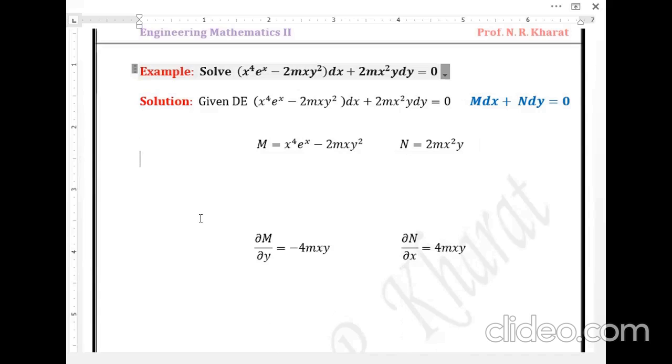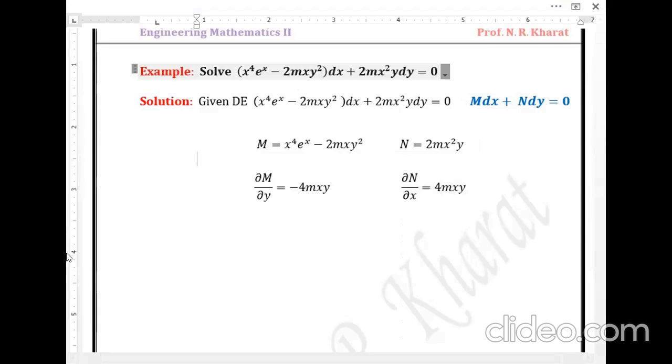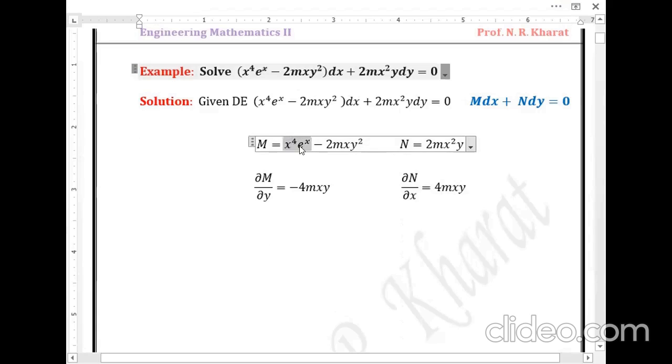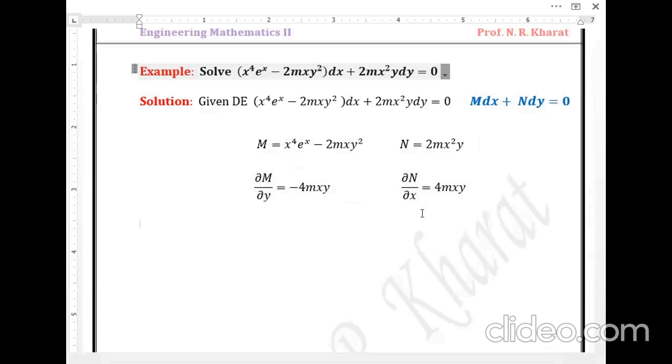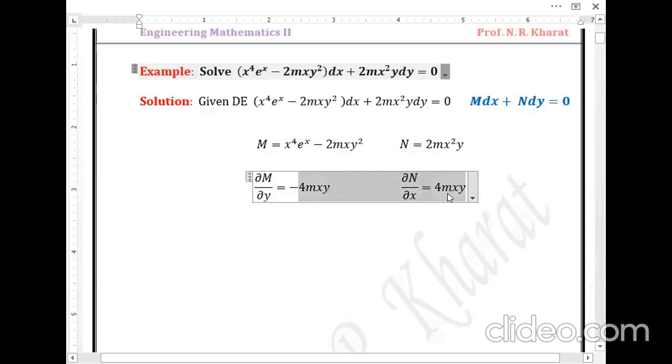The derivative of M with respect to y: the first term, x raised to 4 e raised to x, does not contain y, so it is a constant, and the derivative of a constant is 0. The derivative of y square is 2y, and 2y is multiplied by minus 2mx, so we get minus 4mxy. Similarly, we find the derivative of N with respect to x. The derivative of x square is 2x, so we get dN upon dx is equal to plus 4mxy.